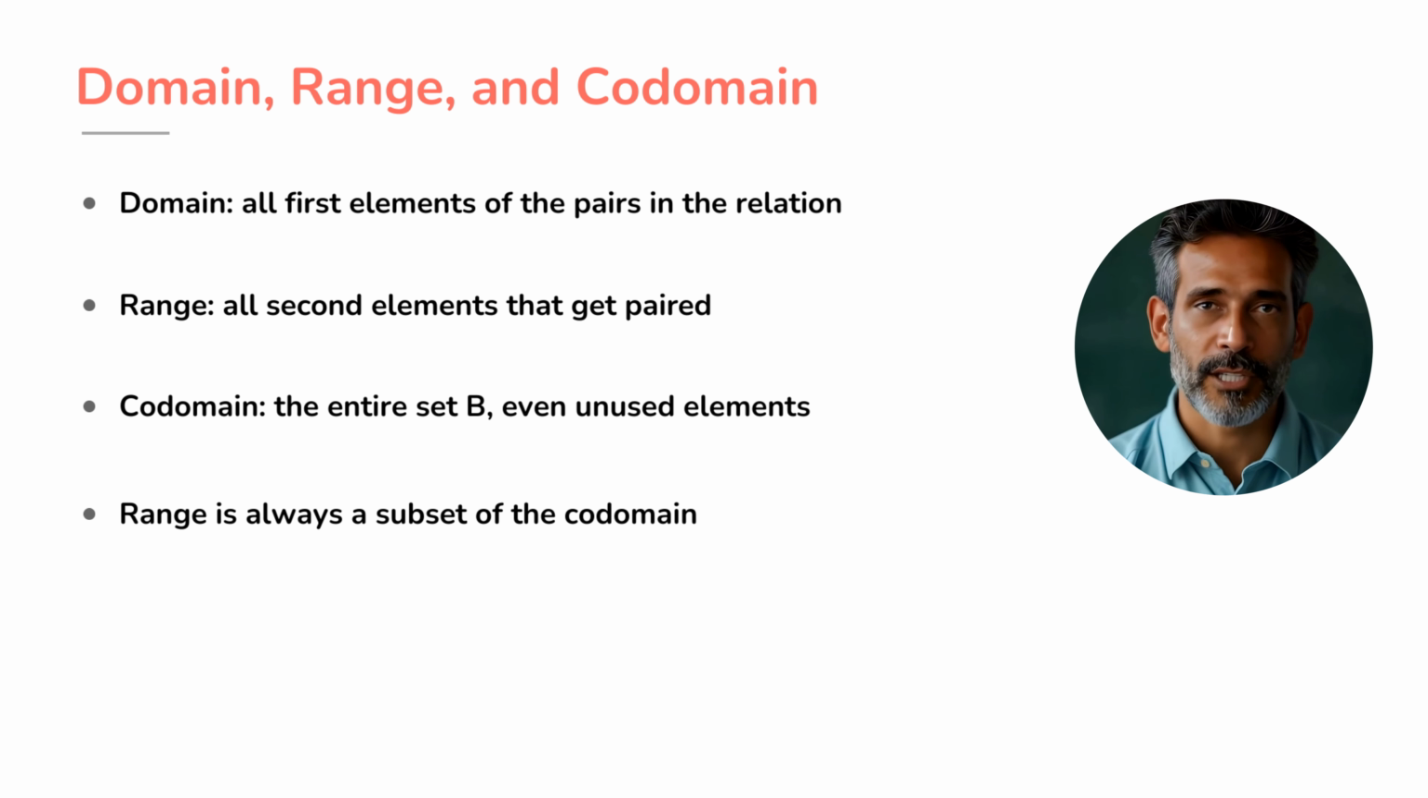Remember, the range is always a subset of the codomain. That means every element in the range belongs to the codomain, but the codomain can have extra elements that are not paired. This distinction helps you understand exactly which elements are actually connected in your relation.